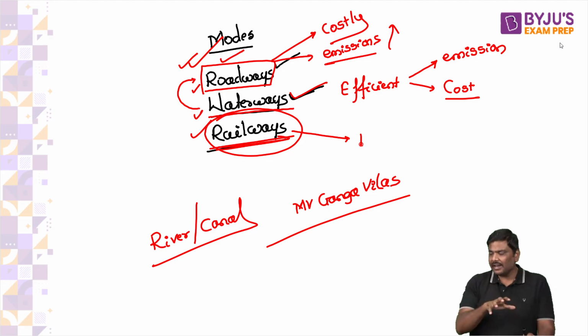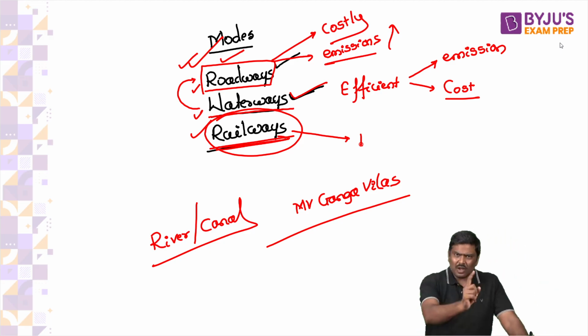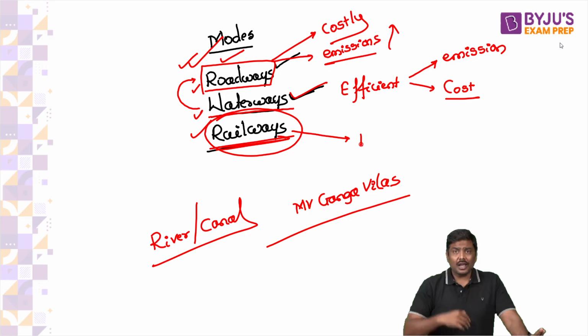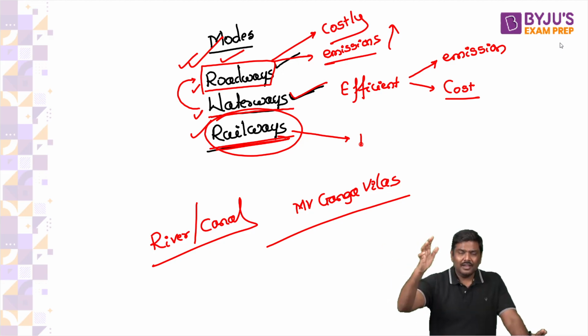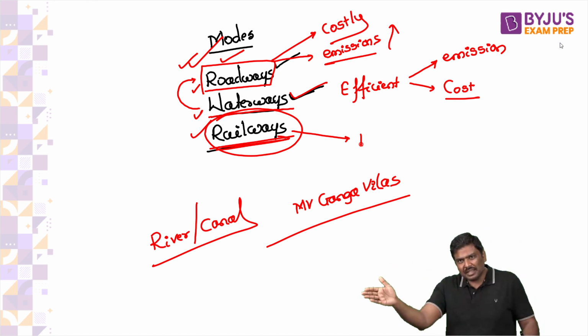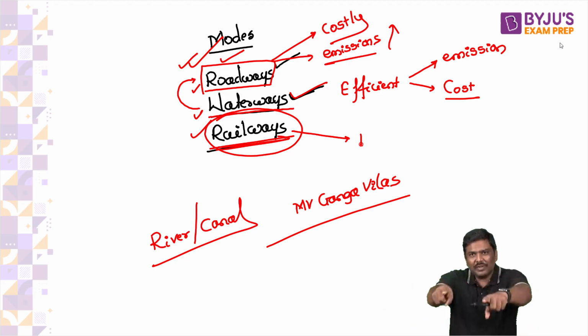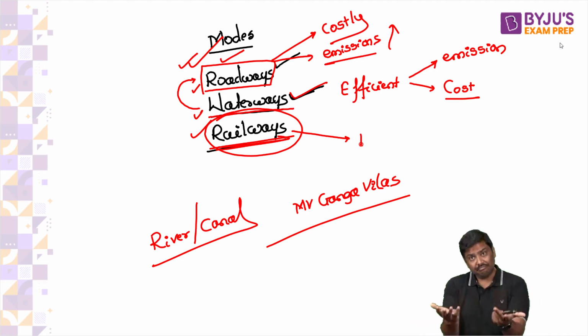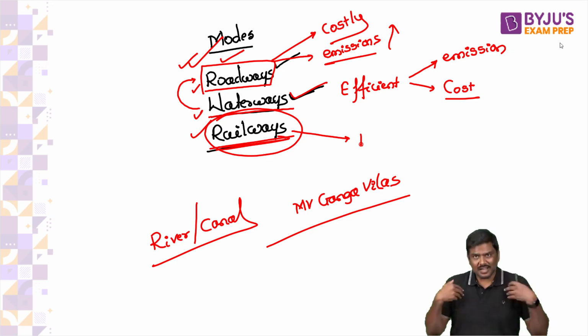I'll repeat it again. In railways, one operator, the government of India, kind of a monopoly. Government only operating railways, monopoly. Whereas in case of roadways, can you see multiple private sector companies competing to provide transportation services to you? That is better for us. As a customer, competition is always good for me.